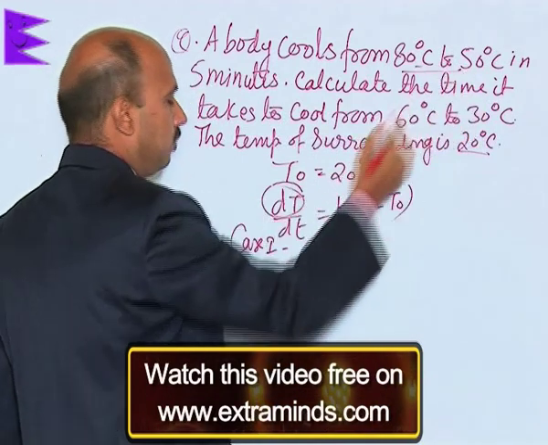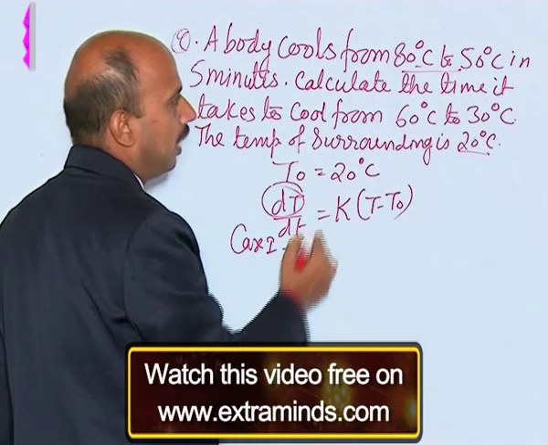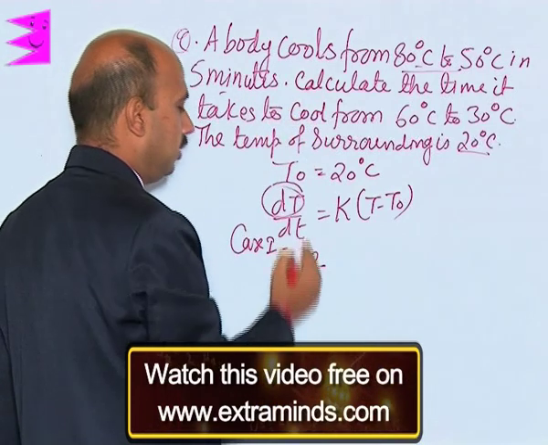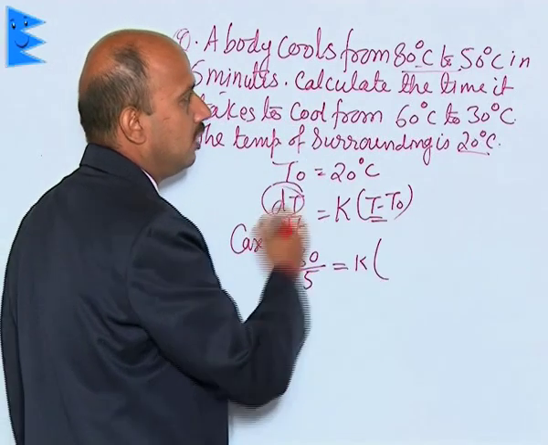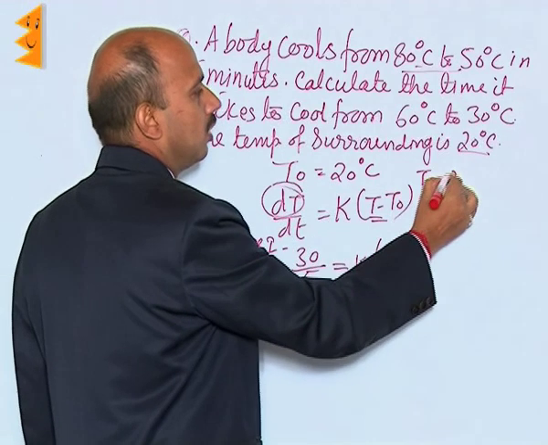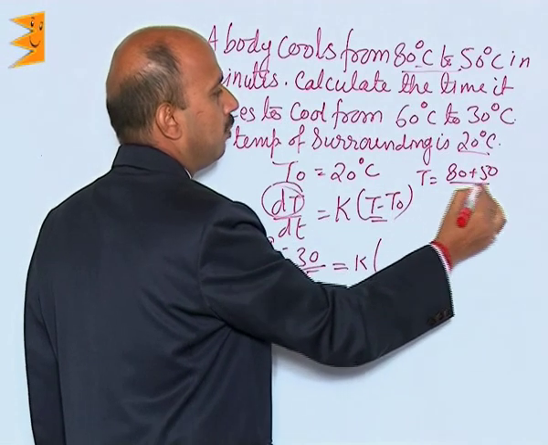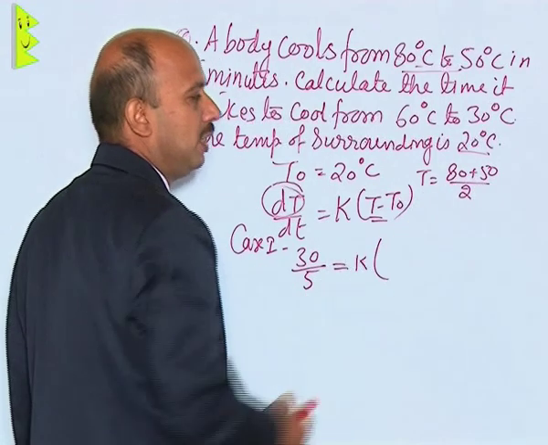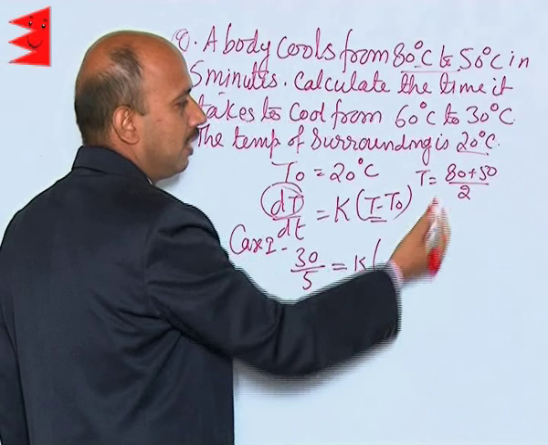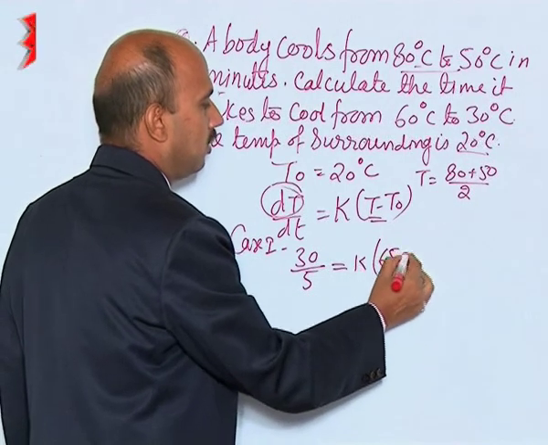So, 80 minus 50, that is 30, divided by time, which is here 5 minutes, is equal to k into, now this is T. T we can get here as 80 plus 50 divided by 2. I am not using the integration process, so we can take average temperature. That is 130 divided by 2, that is 65. So, 65 minus 20.